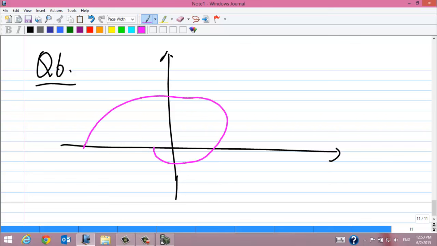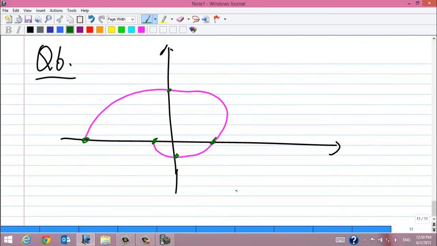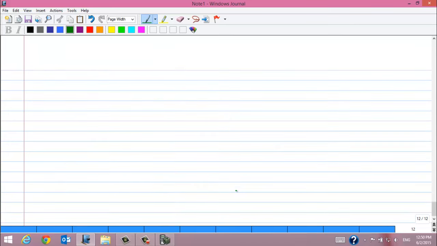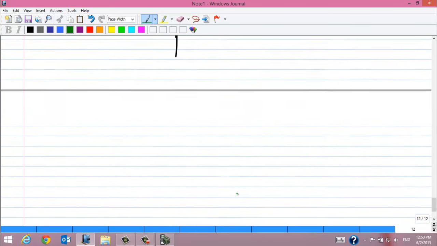So you need to find these points. This question wants you to plot the graph. You need to get all the x intercepts. So that is very, very troublesome. So now your job is to make x 0 to find y, make y 0 to find x. So basically you have 3 parts. Let's do one by one.